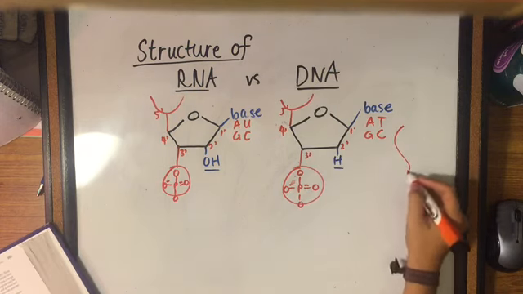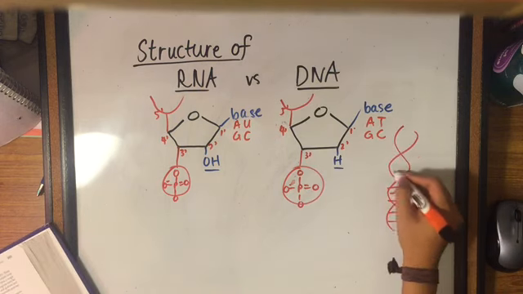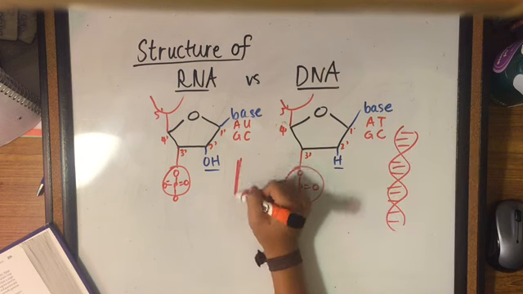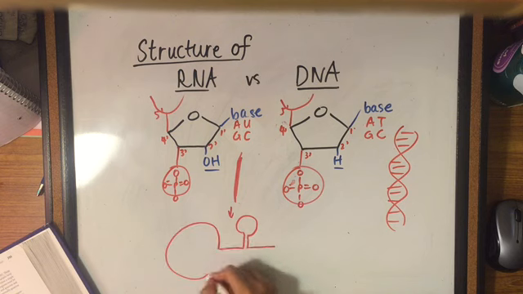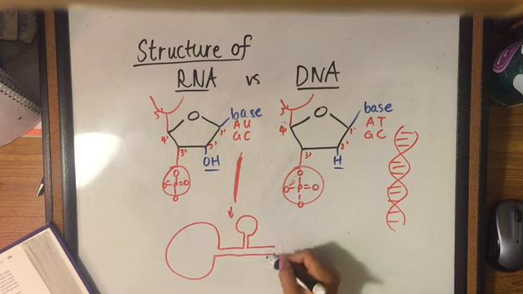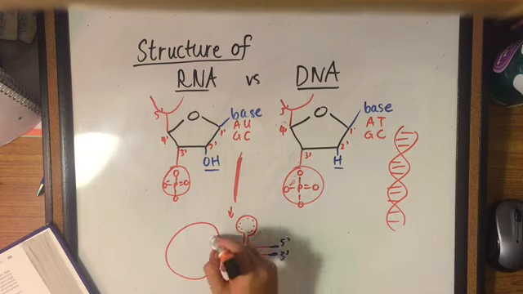I would also like to note that DNA is a double helix. It's double-stranded, whereas RNA is single-stranded. Because RNA is single-stranded, it's able to create this hairpin structure with complementary nucleotides. Which is cool.